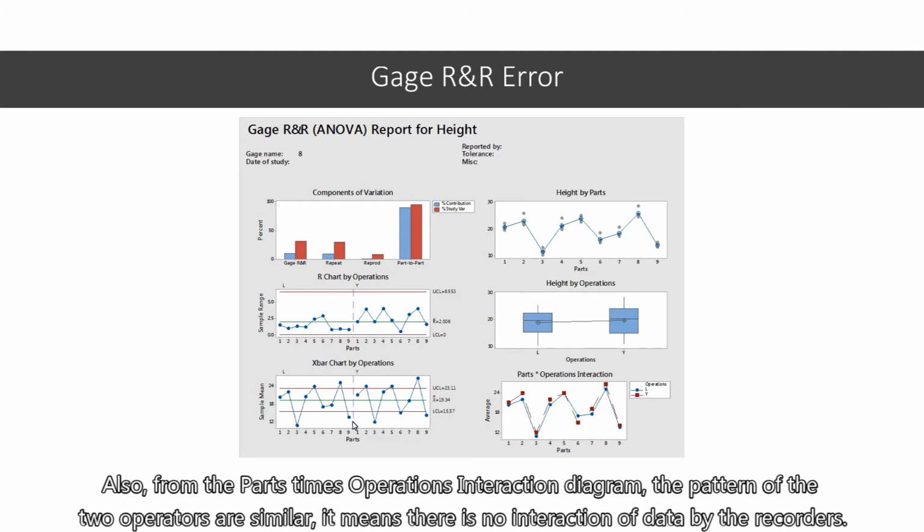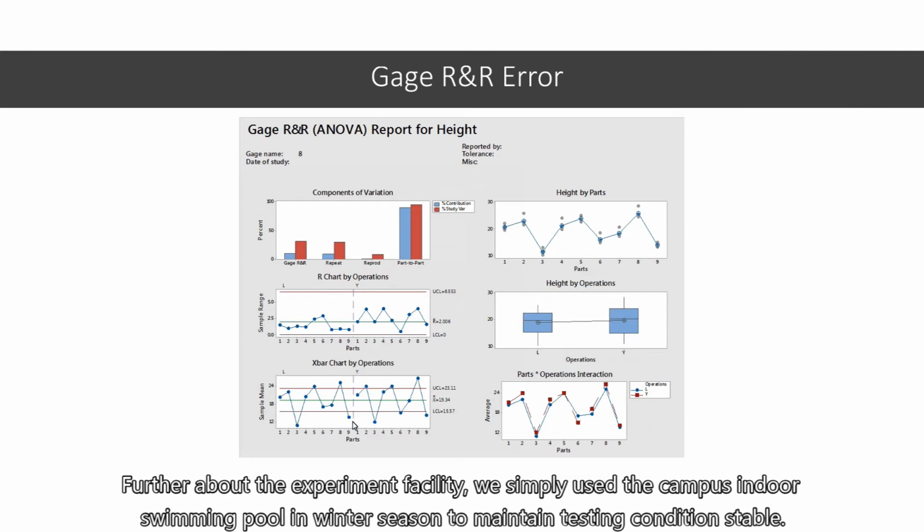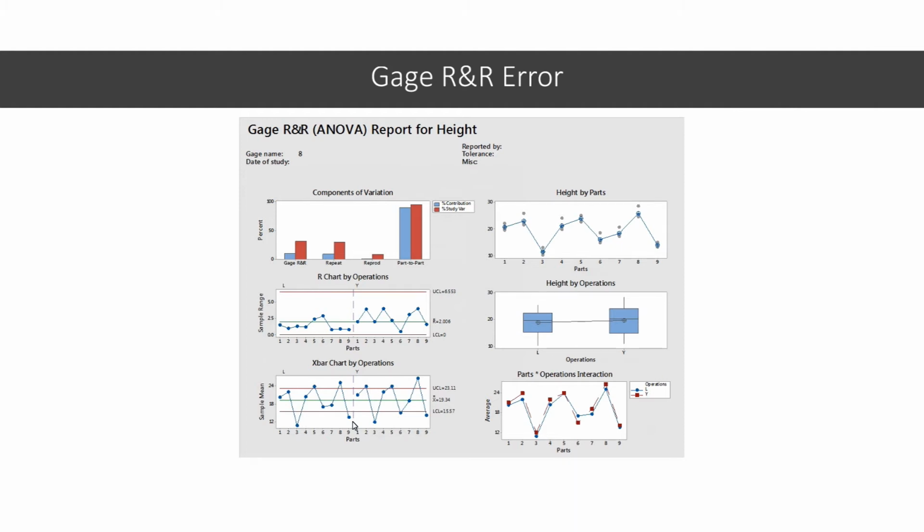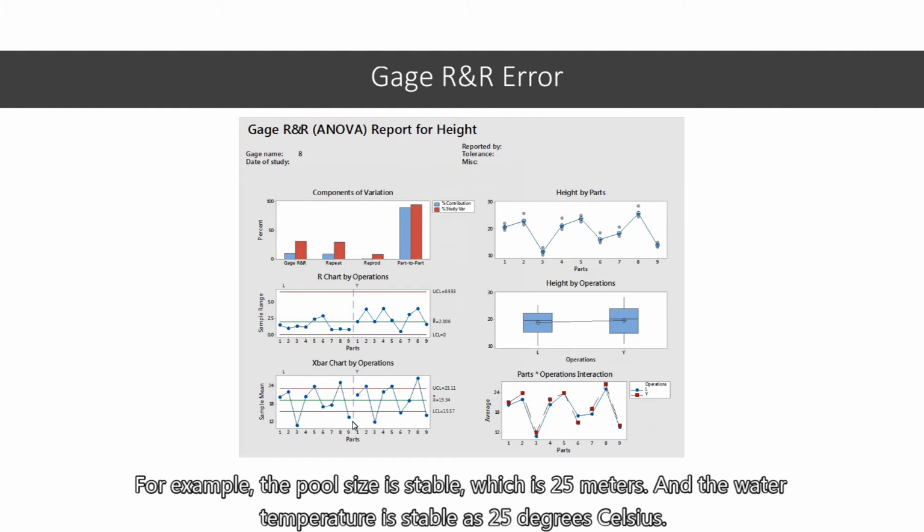Also, from the parts times operators interaction diagram, the patterns of the two operators are similar, which means there is no interaction of data by the recorders. Further about the experiment facility, we simply use the campus indoor swimming pool in winter season to maintain stable testing conditions. For example, the pool size is stable, which is 25 meters, and the water temperature is stable at 25 degrees Celsius.